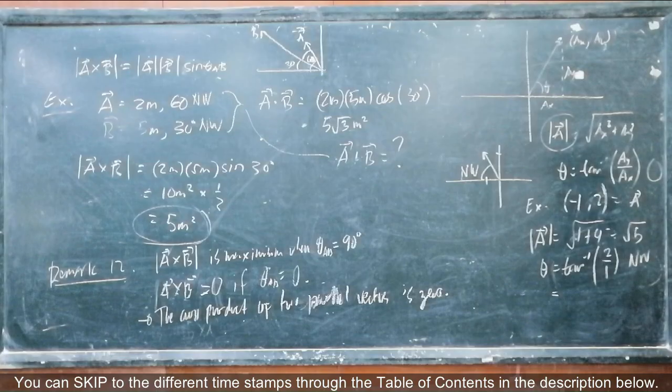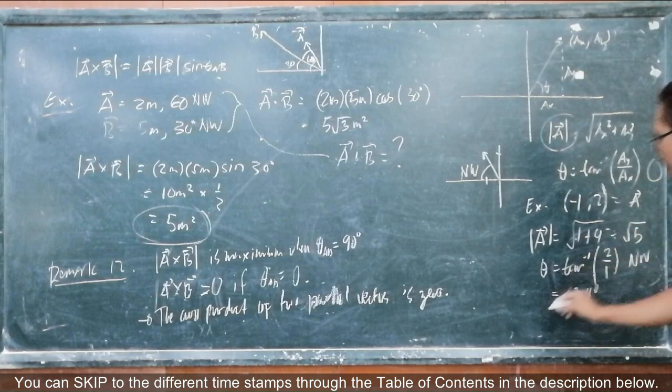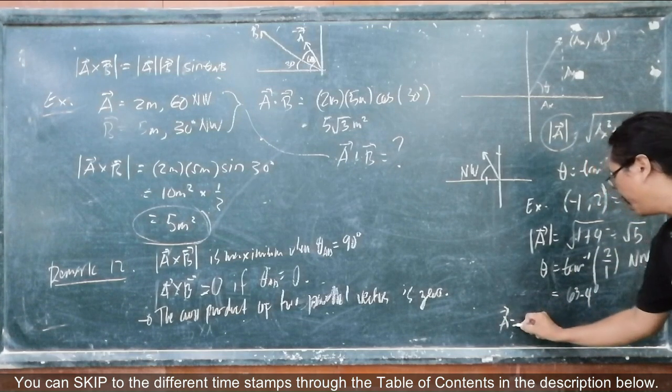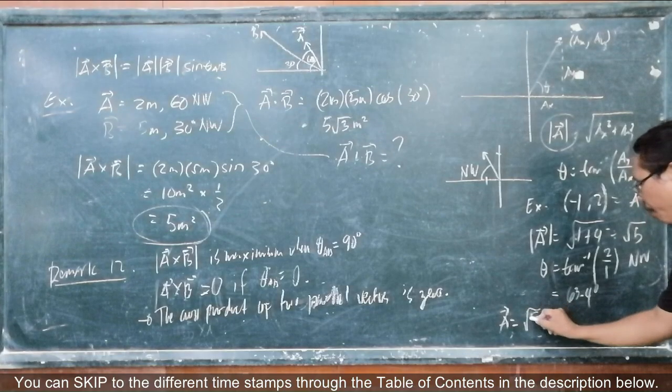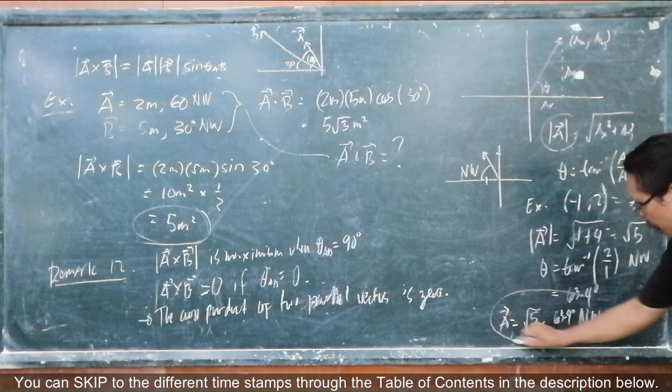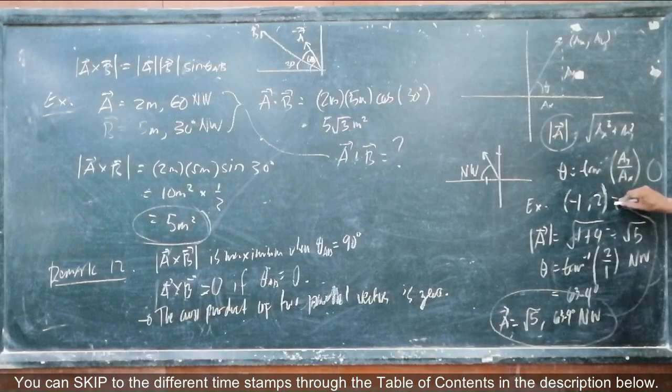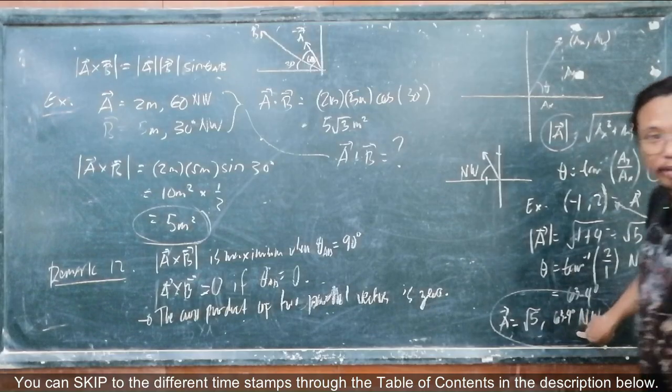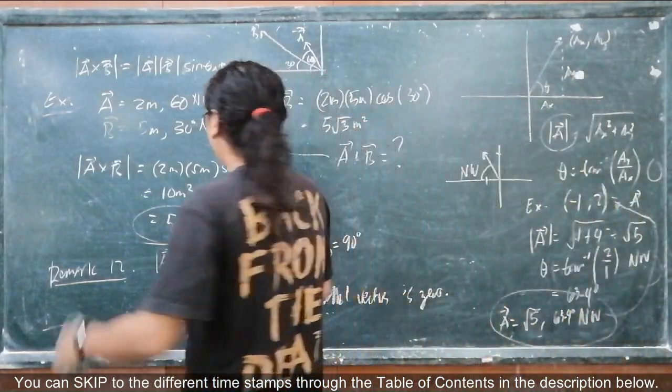Okay, by the way, what's tangent inverse of 2? 63.4 degrees. So this vector A can also be written as square root of 5 units, 63.4 degrees northwest. This vector and that vector are exactly the same. Approximately, because we are approximating.